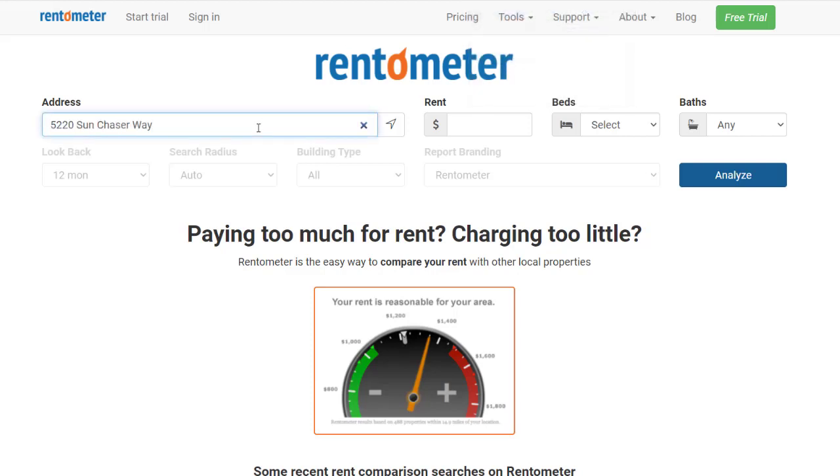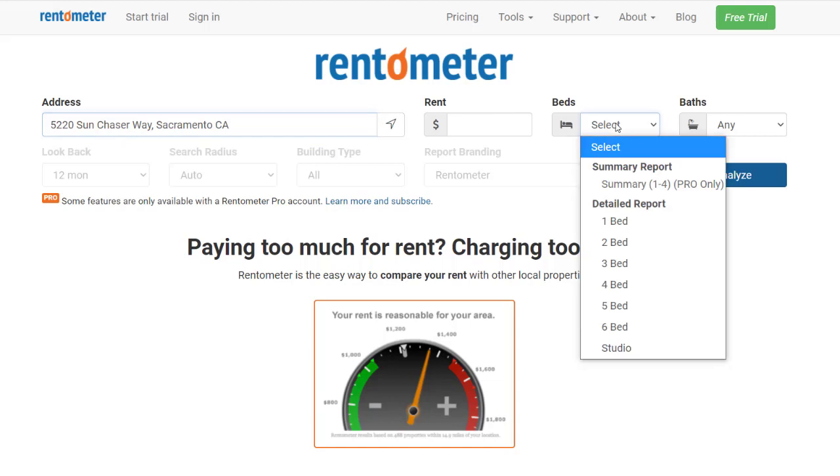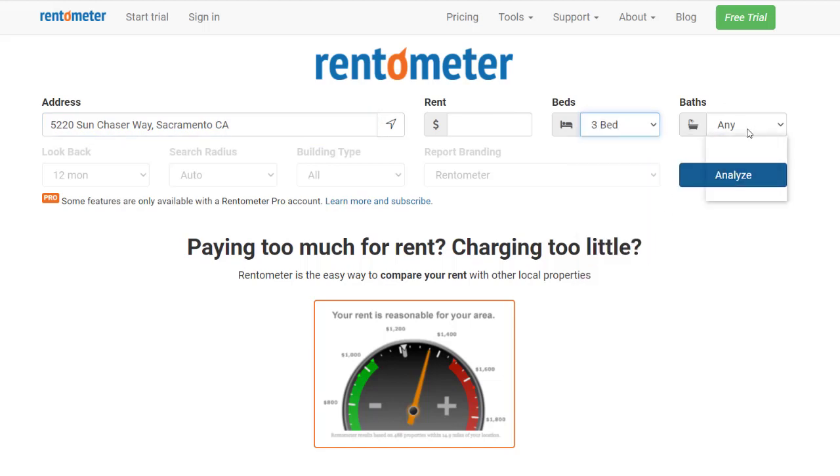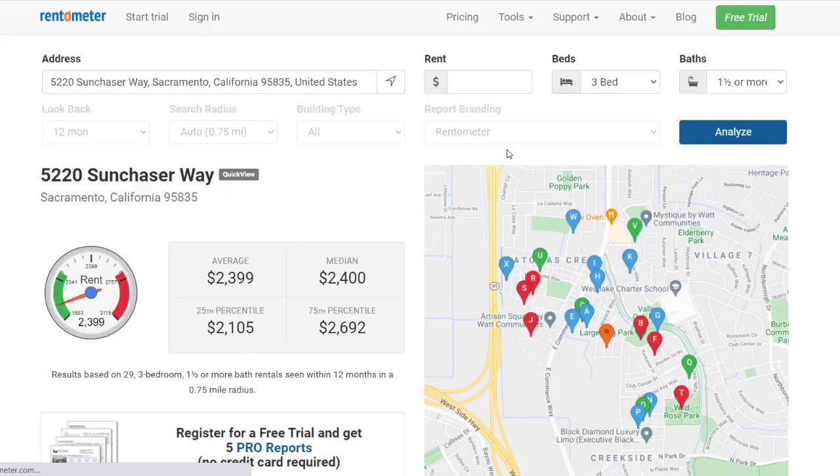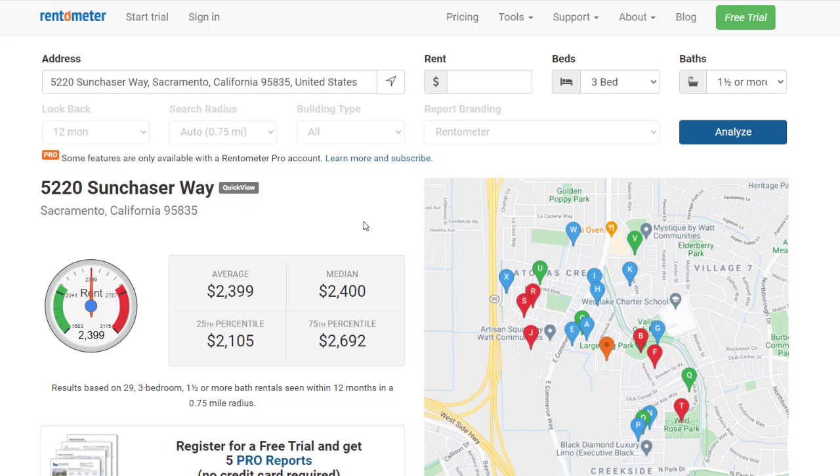You can plug in the address, select how many bedrooms and baths it has, and then click Analyze. Now, this is a paid service. They do allow you to do a couple of free searches per month. It gives you the average, the median, the 25th percentile, and the 75th percentile. So let's say this property is really nice and has some good amenities. Let's say the average is $23.99, but the 75th percentile rents for $26.92. For purposes of discussion, we'll say this one would rent for $24.95.